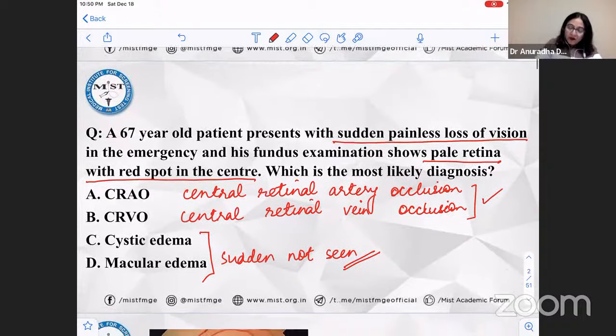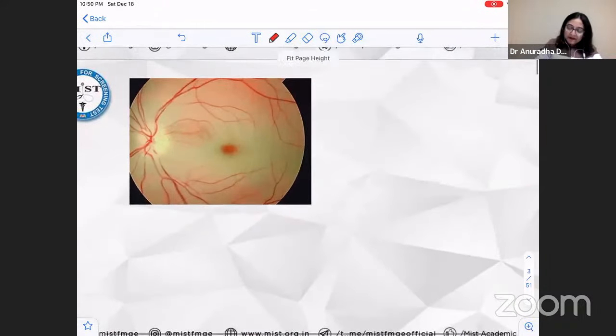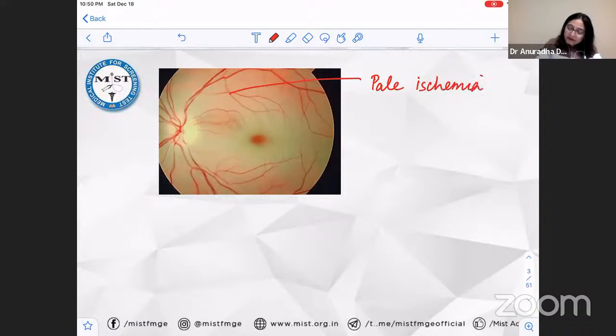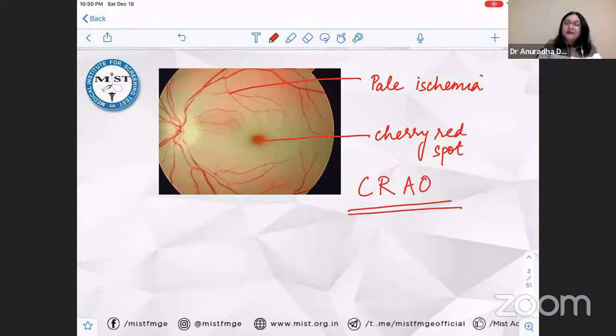So if we recall from our previous discussions, we know that pale ischemic retina, as you are seeing over here, this whole of the retina is pale because of the ischemia. The central part of the retina is showing you cherry red spot. This is the finding in the cases of CRAO. This is the classical fundus picture of central retinal artery occlusion. Okay, so that helps us to make the diagnosis.